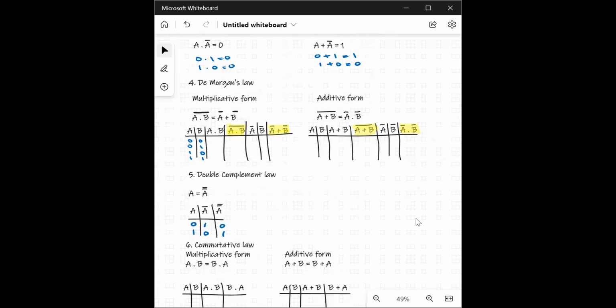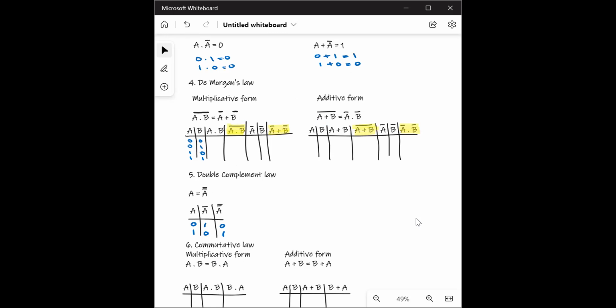So for this, there also we have a multiplicative form and an additive form. So in the multiplicative form, when you have A dot B bar, we can break it into two as A bar plus B bar. Similarly, in the additive form, when you have A plus B bar, it will be the same as A bar dot B bar.